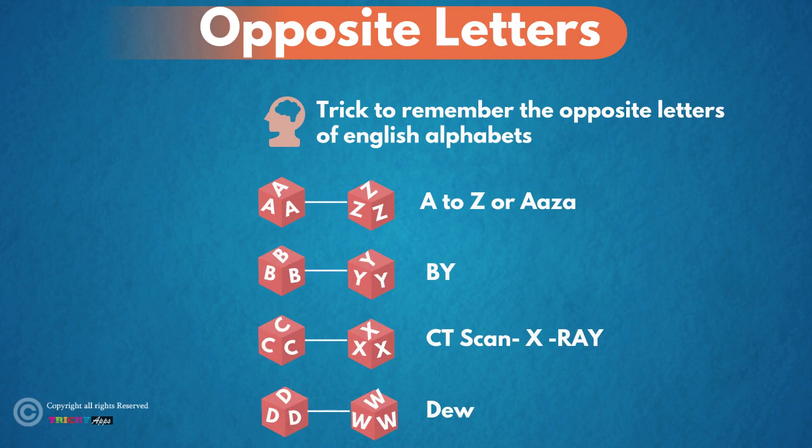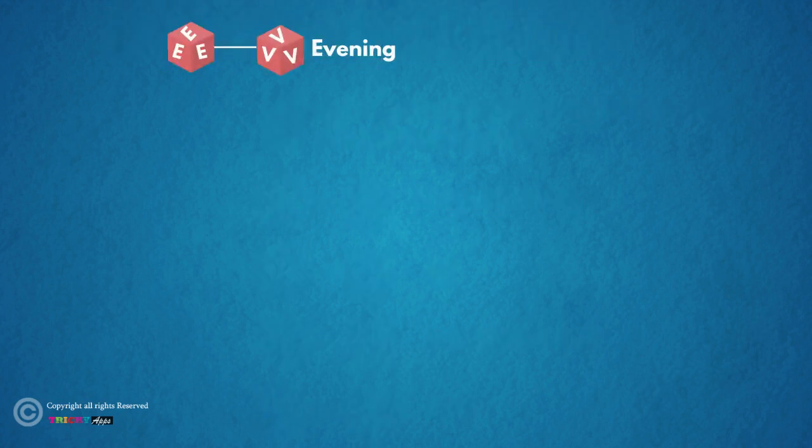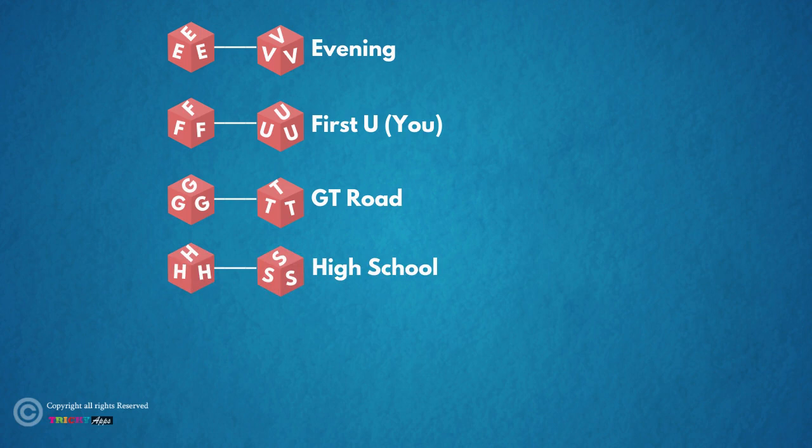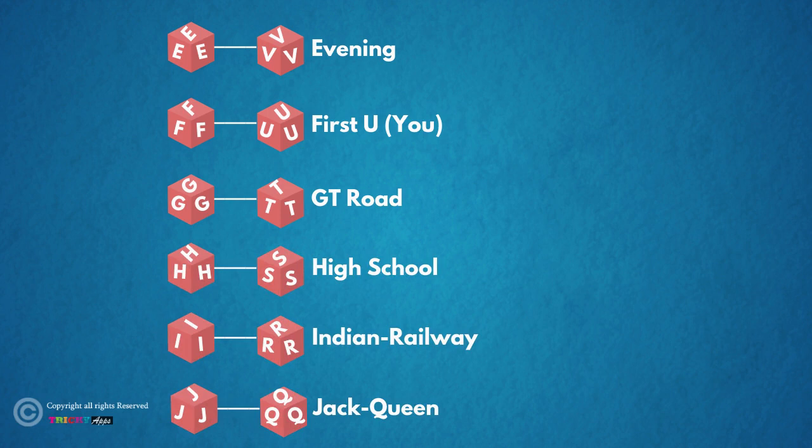D and W, due. E is opposite of V, so evening. F is opposite of U, so first U. G is opposite of T, that is GT road. H is opposite of S, that is high school. I is opposite of R, that is Indian Railway.